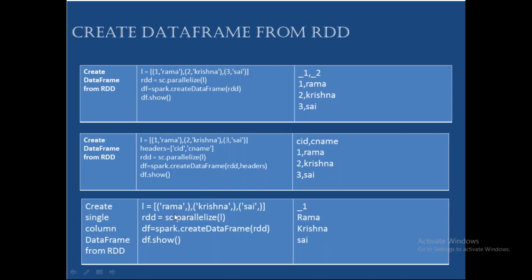Next, it's a single column. If you want to maintain a single column, you can. First you pass this data to the parallelize function, sc.parallelize, and you will get the RDD. This RDD you can pass to createDataFrame. It will give the data frame. Can I pass this list of data directly to createDataFrame instead of the RDD? Can I pass L here or not?